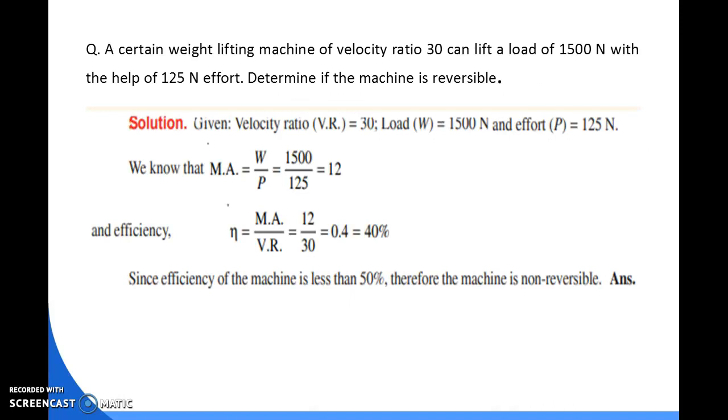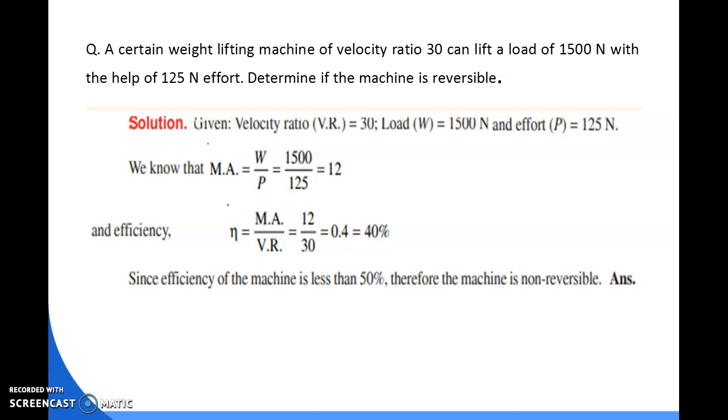Now we have to solve a numerical based on the reversibility and self-locking of a machine. The question is: a certain weight lifting machine of velocity ratio 30 can lift a load of 1500 Newton with the help of 125 Newton effort. Determine if the machine is reversible or not. Here the velocity ratio is given as 30, the load W is 1500 Newton and the effort is 125 Newton.